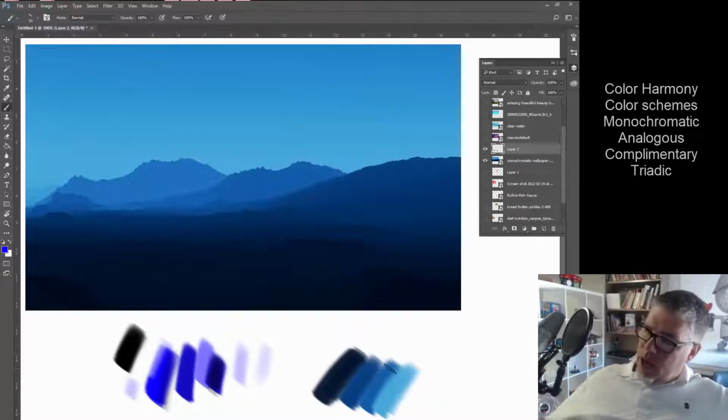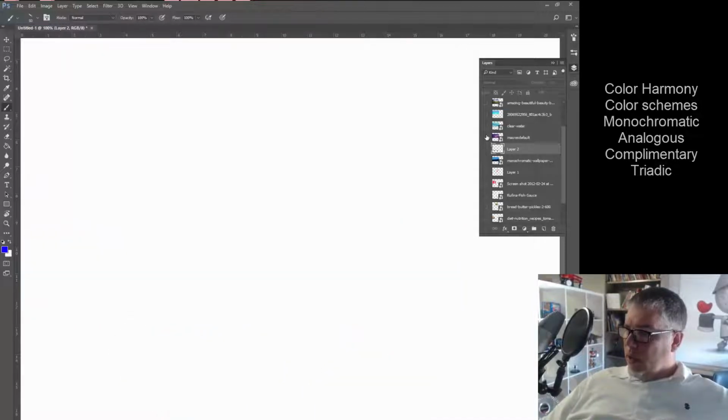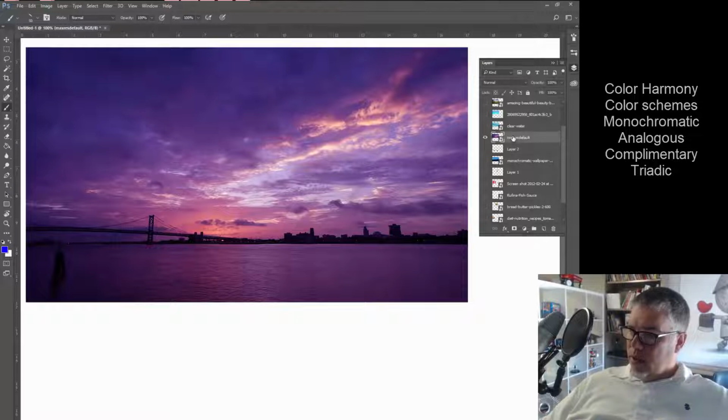So it's a very common color scheme, and it works, and it's easy to make your colors harmonize because there's only one color. So there's really nothing for the one color to get along with except itself, which it always will. And so that's a very harmonious color scheme. The next one we'll look at is analogous.